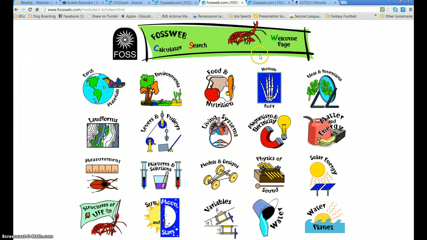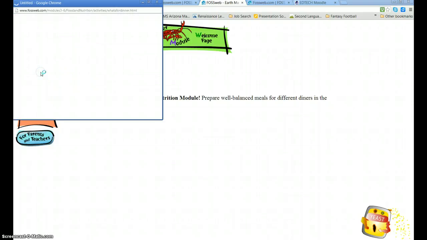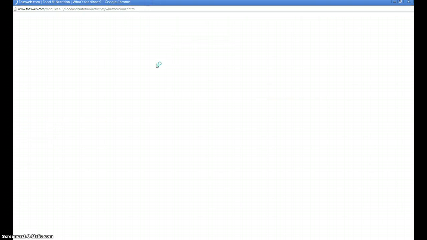Okay, the next Fossweb is at grade levels 3 through 6. Out of personal interest, I decided to look up food and nutrition, because food and nutrition is very near and dear to me, and I wanted to see what this module was all about. The simulation is What's for Dinner.